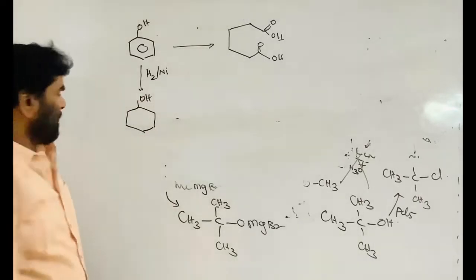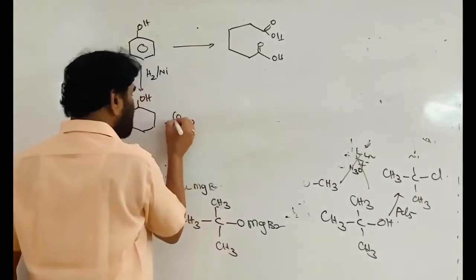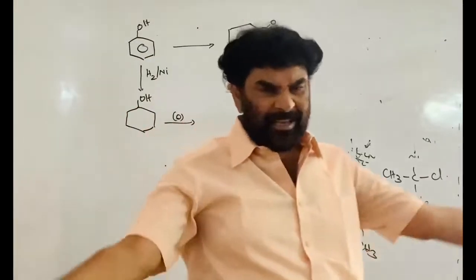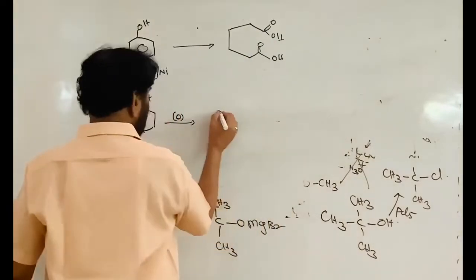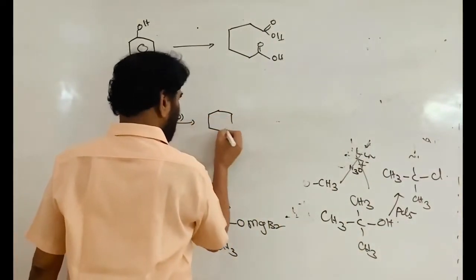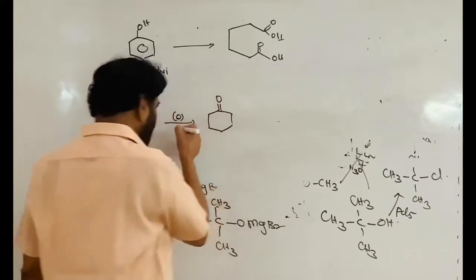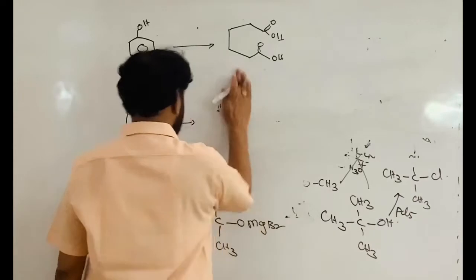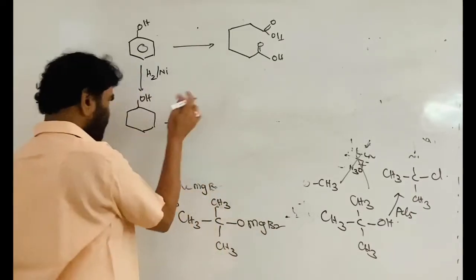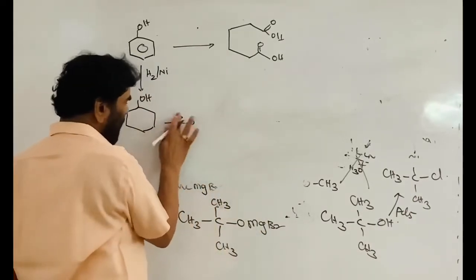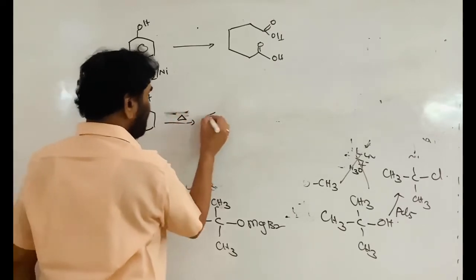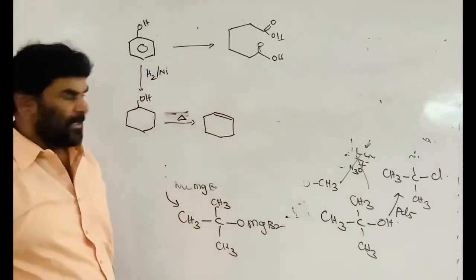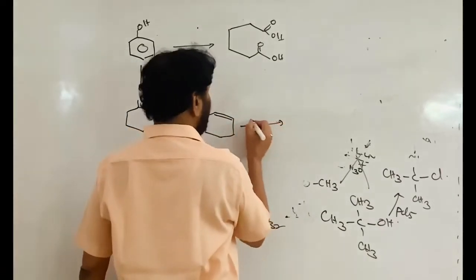Cyclohexanol is formed. The cyclohexanol, on oxidation, I need not tell, a secondary alcohol converts into the ketone. Any oxidizing agent can be used, such as K2Cr2O7. No, it's wrong. And you have to open the ring. Heat it strongly. When it is strongly heated, water is eliminated. This is treated with KMnO4.